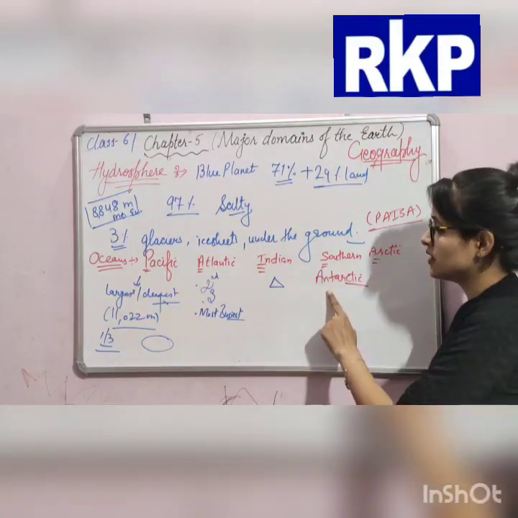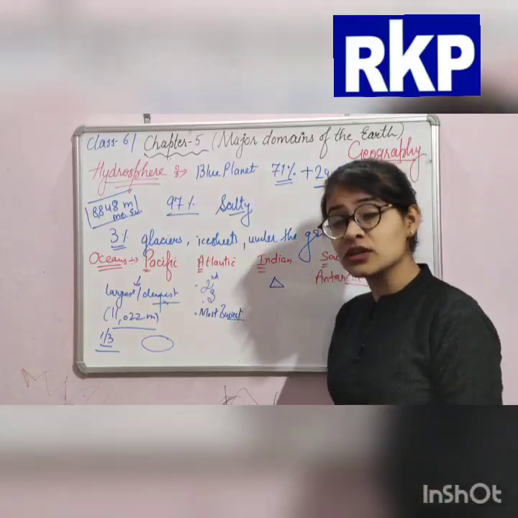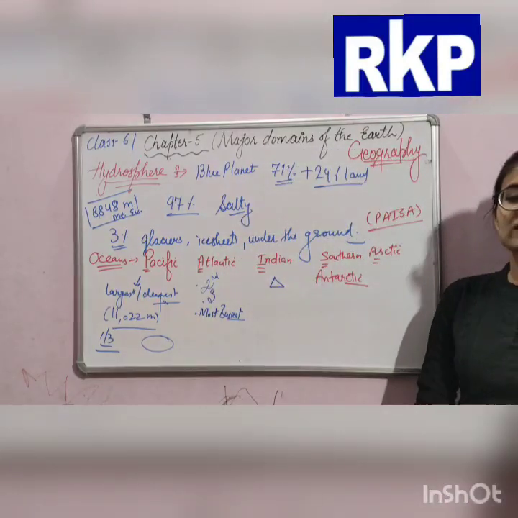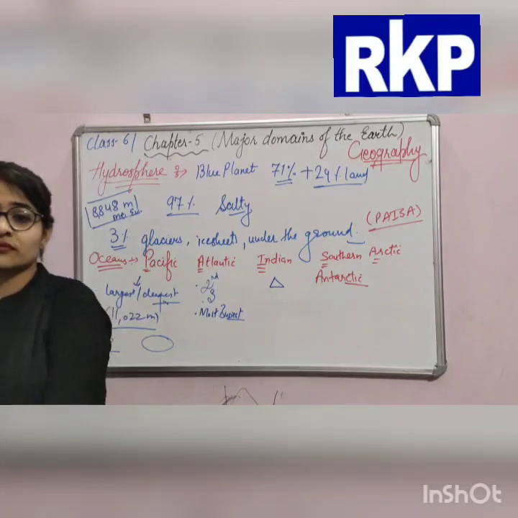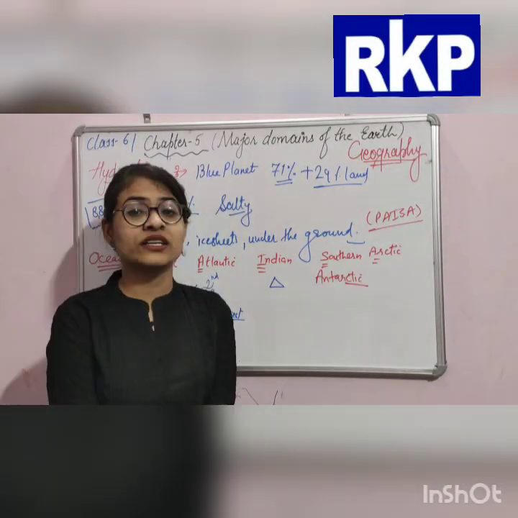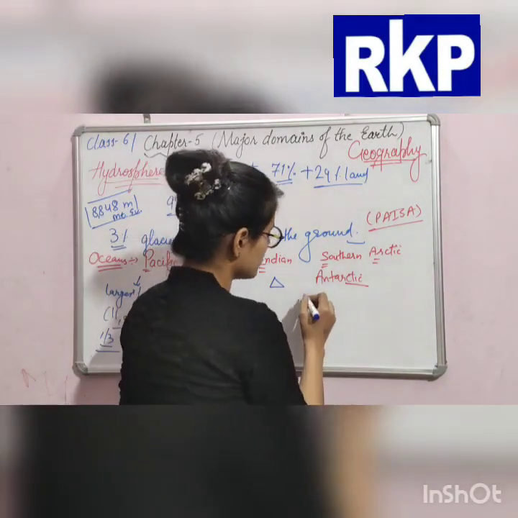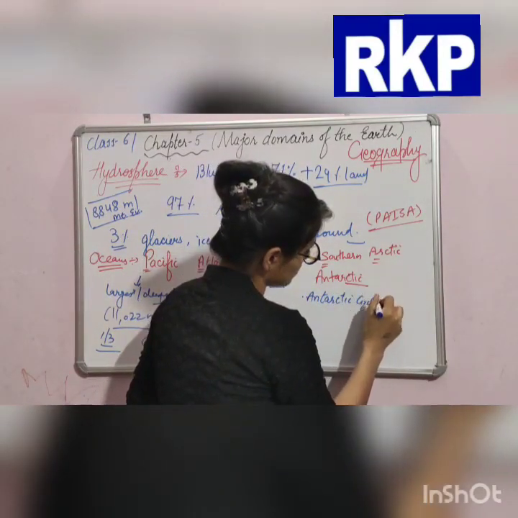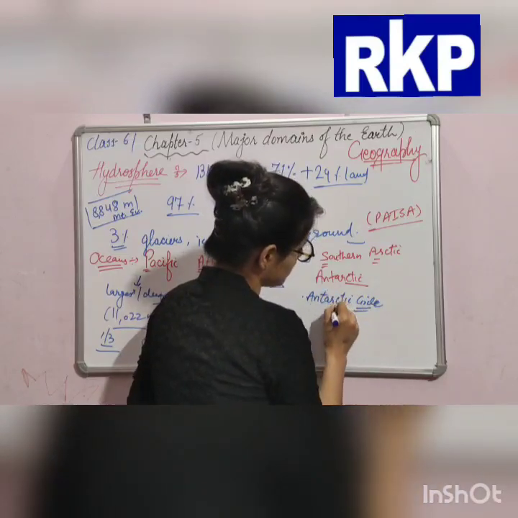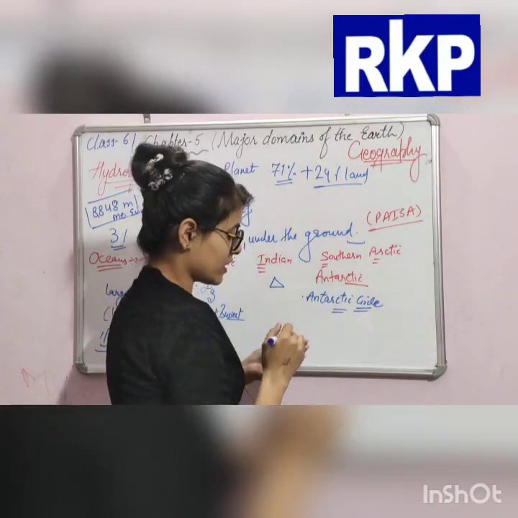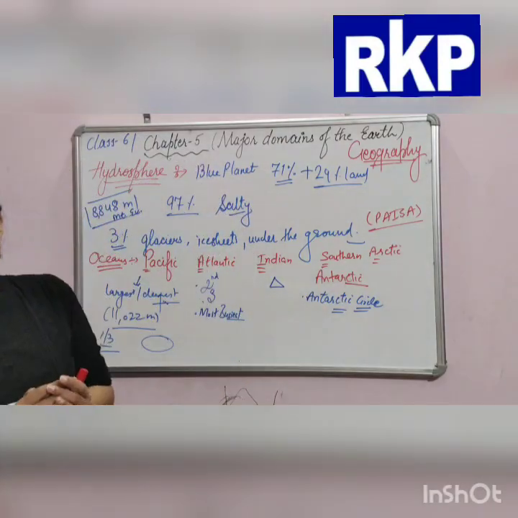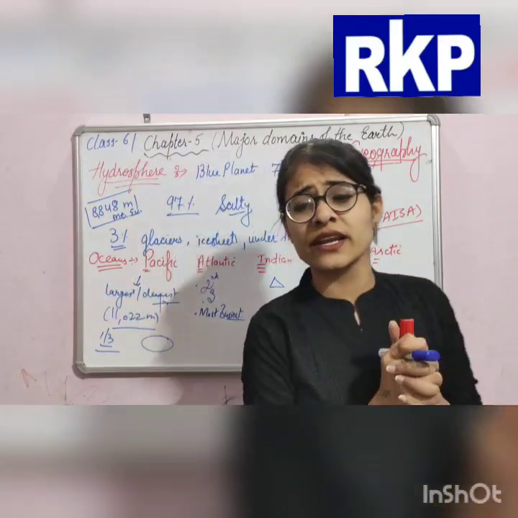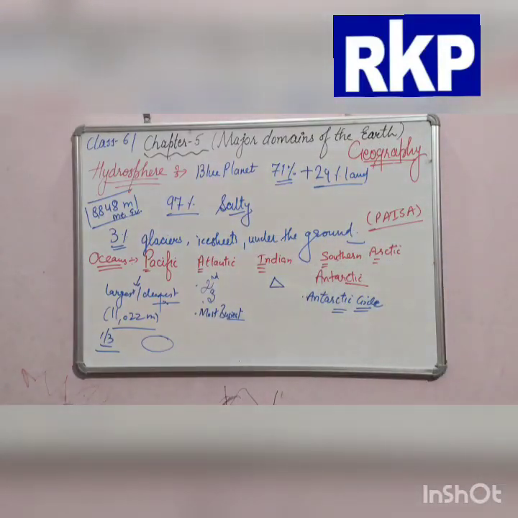The next is Antarctic or the Southern Ocean. Okay, it encircles, we can say that it is in Antarctic circle. Which circle? Antarctic circle.